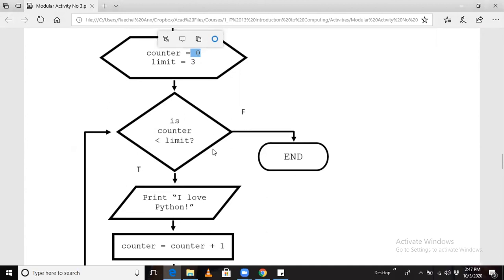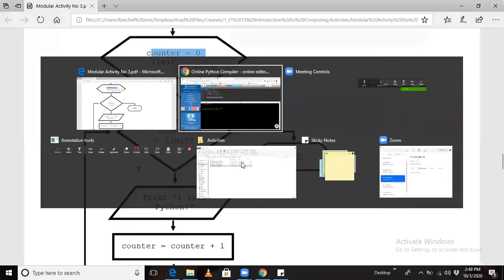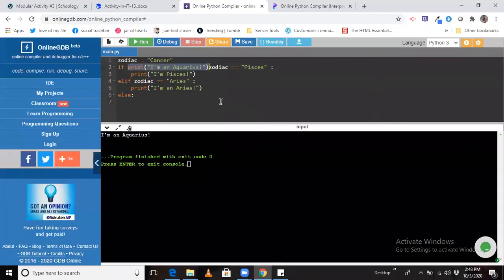For this case, nag-start tayo sa 0. 0 is less than 3, true. Mag-print siya. 1 is less than 3, true. Mag-print siya. 2 is less than 3, true, mag-print siya. 3 is less than 3, false. Lalabas na. 3 beses pa rin siya nag-print kasi yung counter nag-start sa 0. Gets po yun? Yes, ma'am. Do I need to show you? O show natin ng mabilisan.